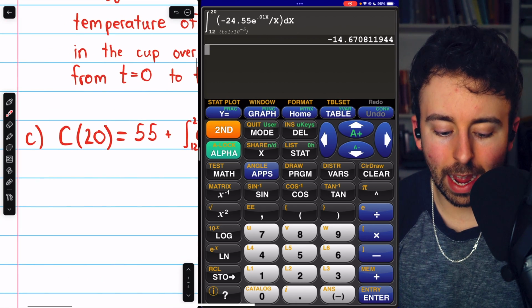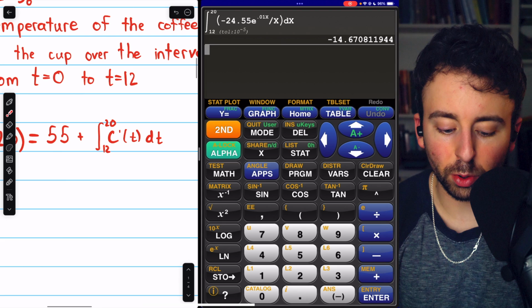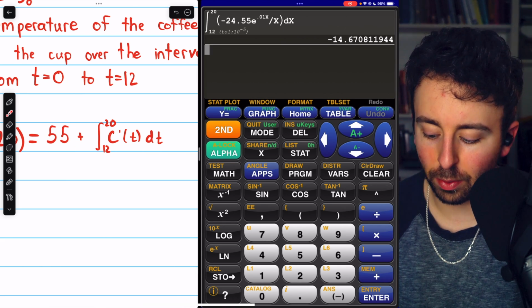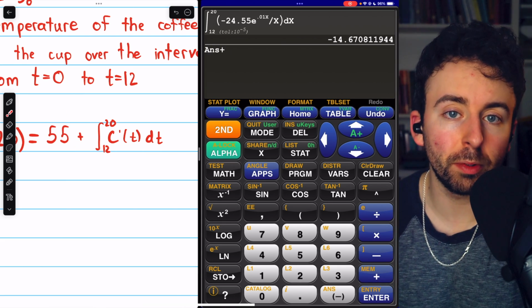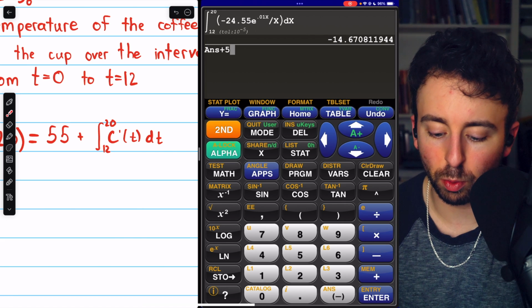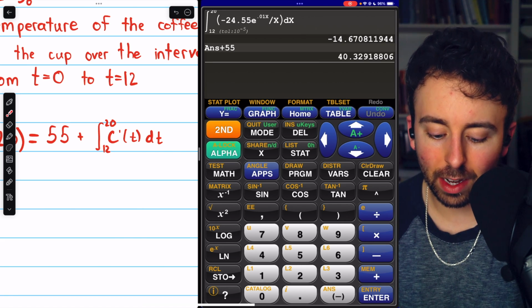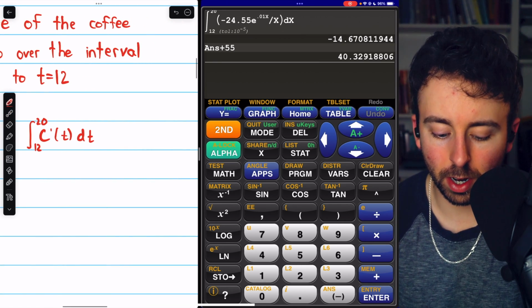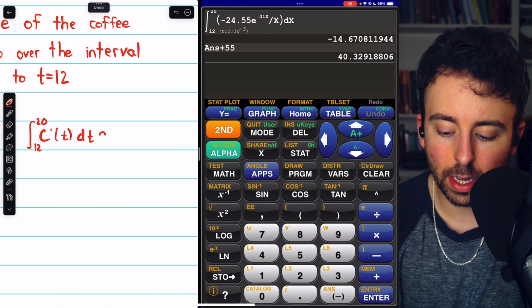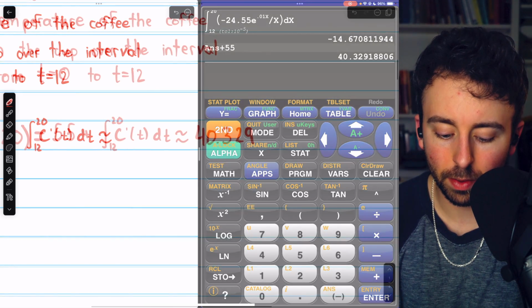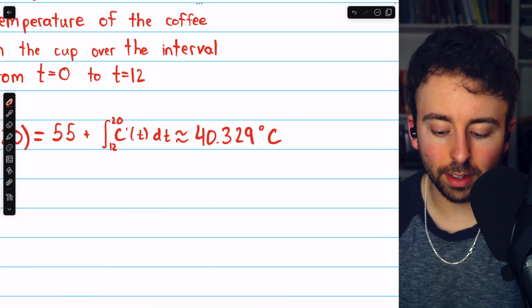But of course, coming down to part C, we know that we also have to add 55 to this. That was the initial temperature, so to speak, at time t equals 12, which is where we started the integral. So adding 55, we get our answer of about 40.329, and that is in degrees Celsius.